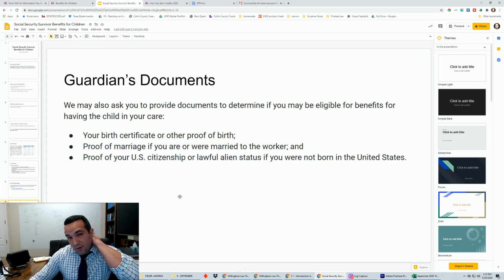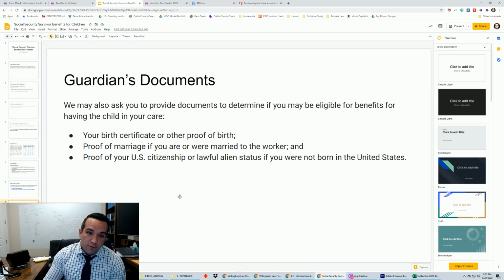Now, they're also going to want to know who they're going to be paying this money to, the guardian's information. So you need to provide your birth certificate and other proof that you were born in the United States, that you're a U.S. citizen, and that you're married to this person. Okay, so we want to know were you married to this person at some time, or were you married right now? If you're not married, they're going to want to know that you're the guardian somehow, so you are the parent of the child.